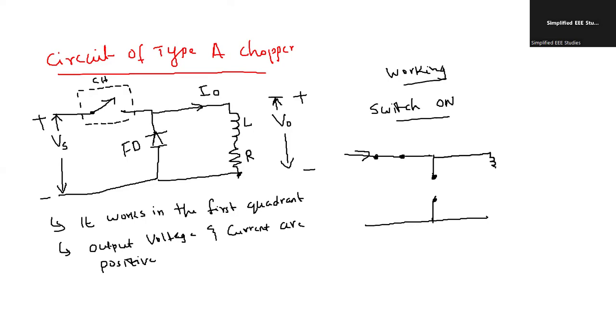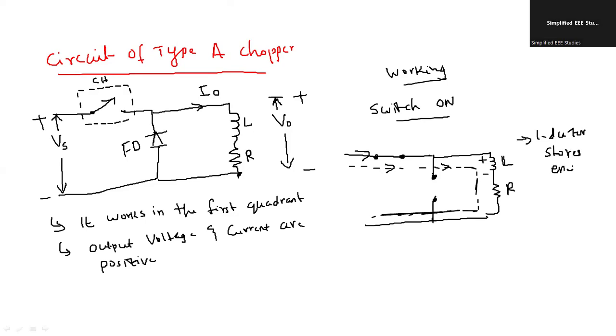Now we'll see R, L. So you know that the current starts flowing in this particular direction, correct? And it will come back in this way. Okay, this is your L and we have R. Polarity is important, positive, negative. Here what will happen? The inductor stores energy. Okay, because switch is on, the inductor stores energy.